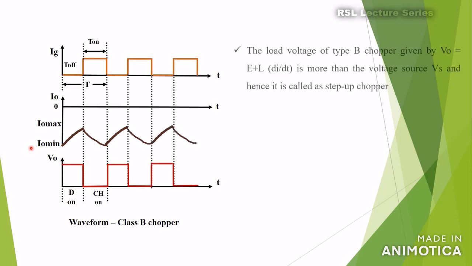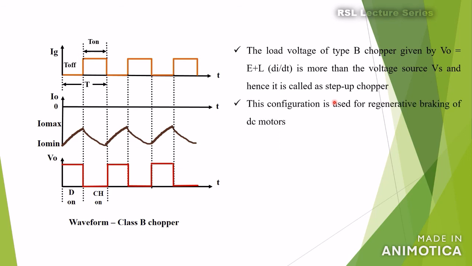As we have discussed earlier, in this type of chopper, V0 is equal to E plus L di/dt. This is more than the source voltage, and hence it is also called a step-up chopper. This configuration is used for regenerative braking of DC motors, and it is also used as a chopper drive for a subway train.